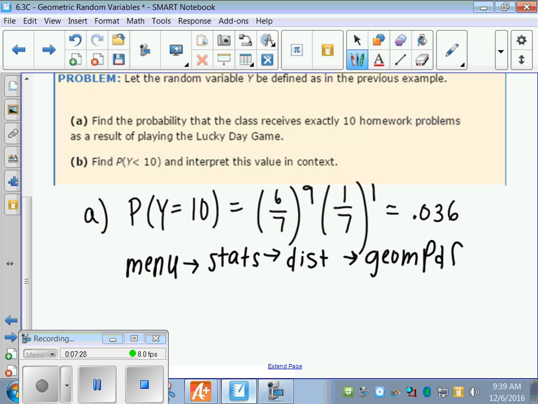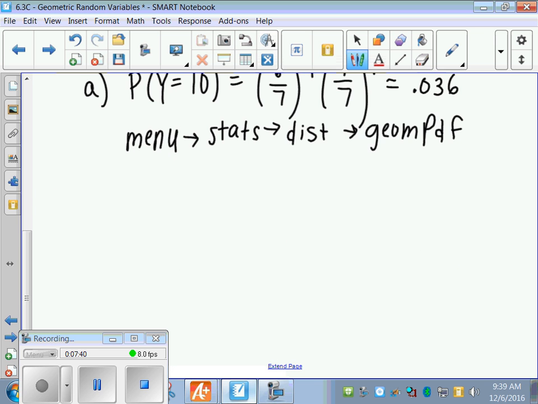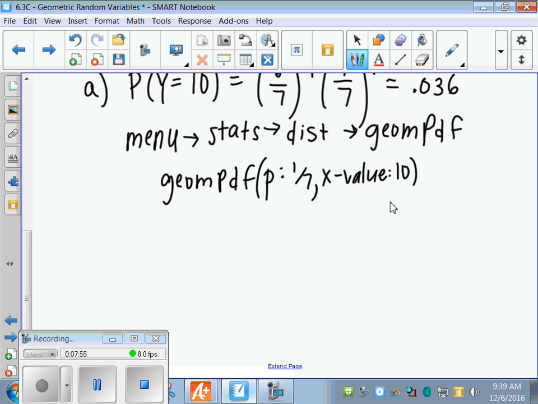Remember, if we're doing it one time versus adding up a whole sum of them, the C is for cumulative. So geometric PDF. And what comes up as what you have to fill in when you do geometric PDF? Let's see. So we got first the probability of success is 1/7. And the x value, so when you want to actually get it right, is 10. And we should get the same answer. Okay? So you should probably play the game, right? Because that's a pretty small chance that you're going to actually have to do 10 homework problems.